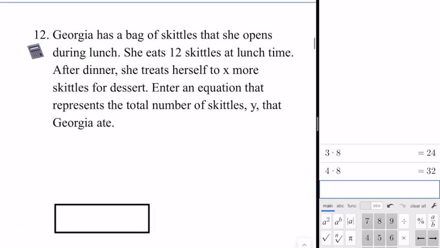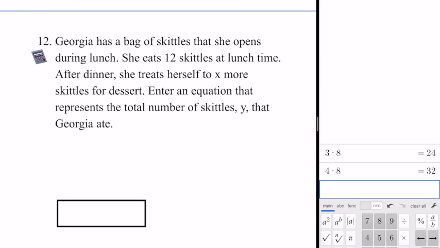All right. Georgia has a bag of Skittles, yum, that she opens during lunch. She eats 12 Skittles. Okay, numbers are important, so I always circle my numbers. So 12 Skittles at lunchtime. After dinner, she treats herself to X. I also circle letters or variables. So X more Skittles. What do you think more is? Adding, subtracting, multiplying, or dividing. In this quiz, you had to add more Skittles.